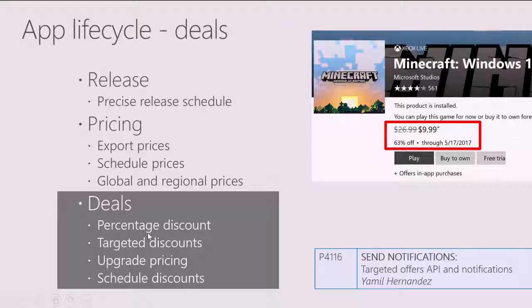So with all the features that I talked about today, you'll be able to do percentage discounts, targeted discounts to specific segments, do upgrade pricing or cross pricing, and you can schedule very precise date and time for the discounts. All of that is available in all the devices for Windows 10.